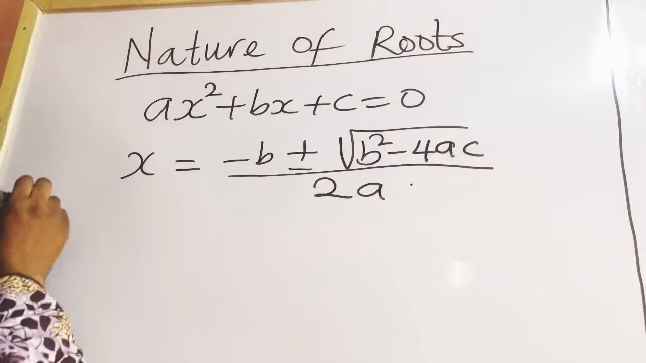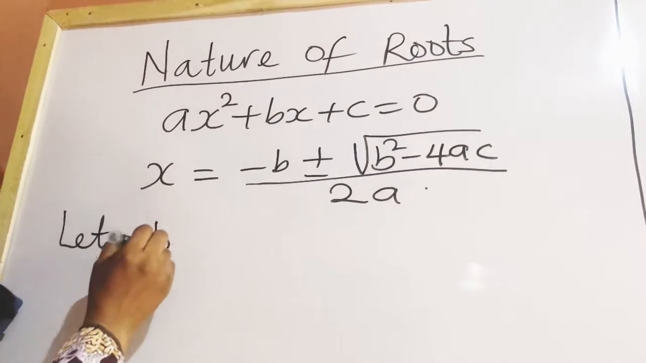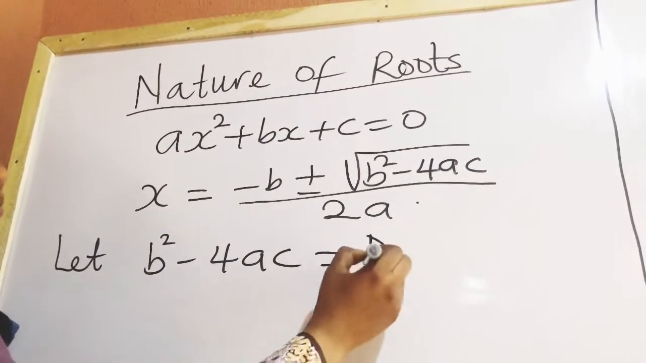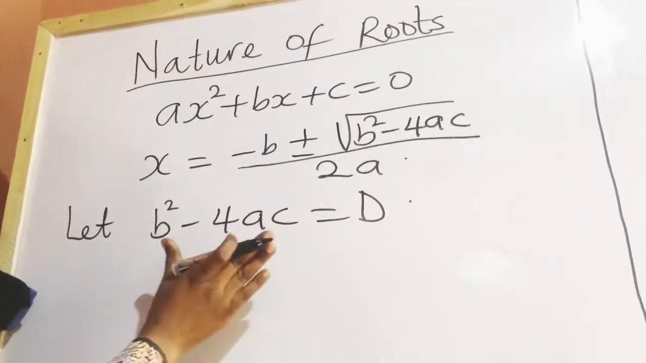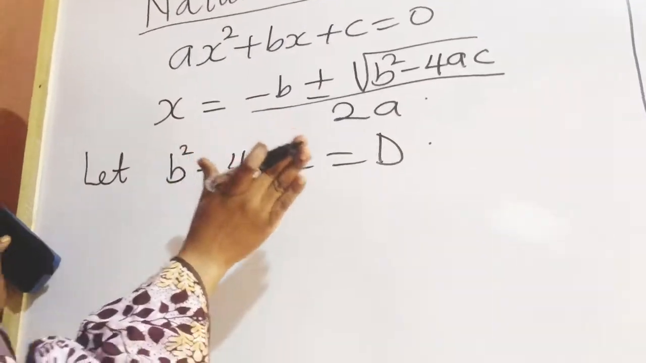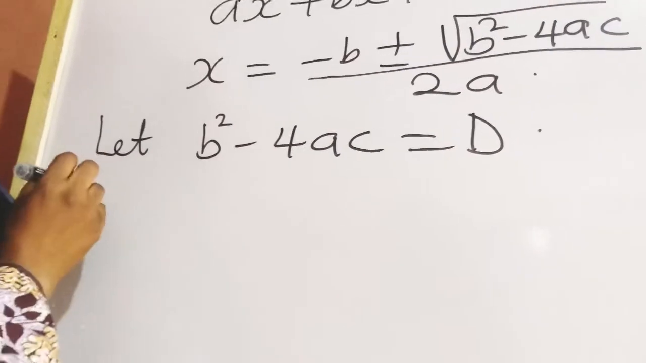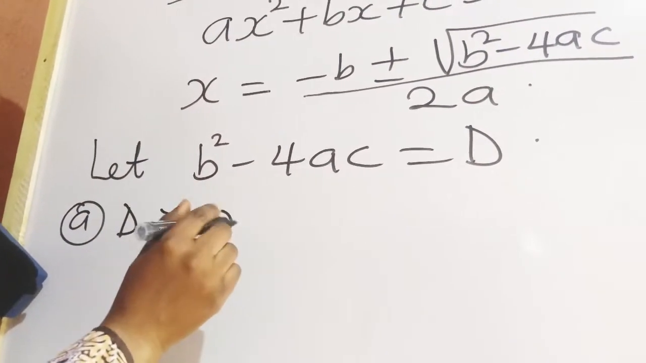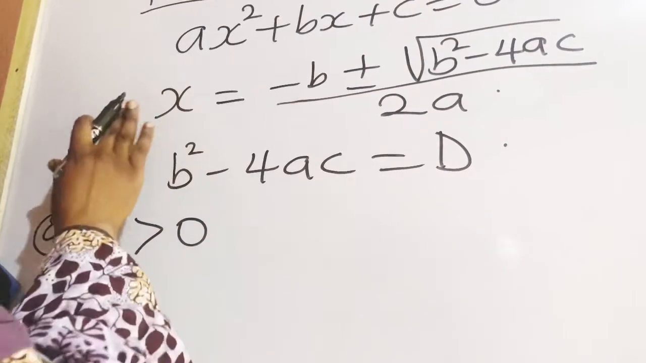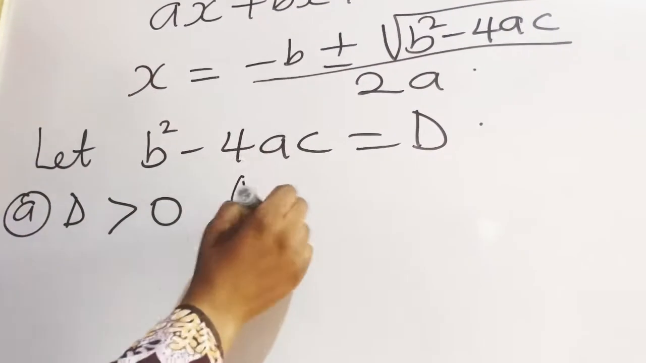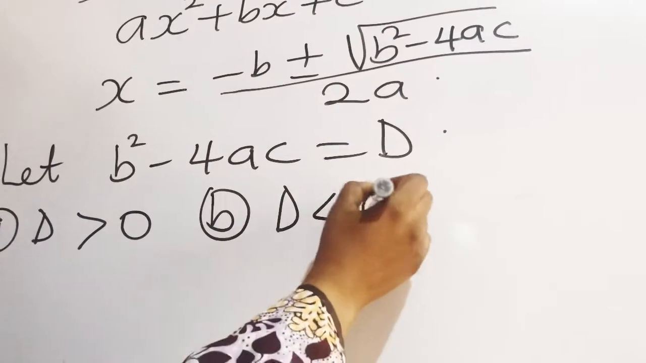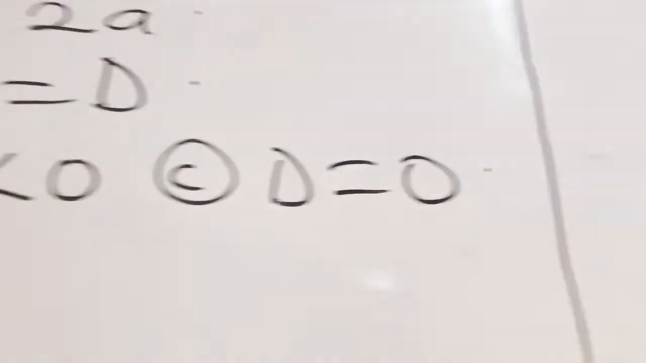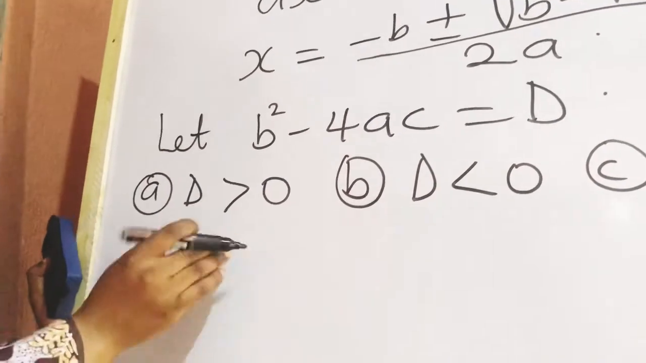From here, let's represent b squared minus 4ac as d. Now we can put three restrictions on d. We want to know what will happen to the roots when d is greater than 0, when d is less than 0, and when d is equal to 0. Let's take them one after the other.